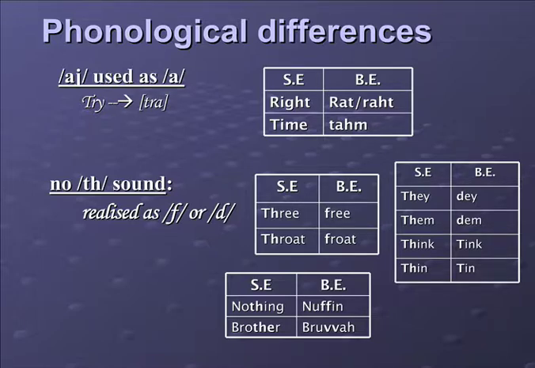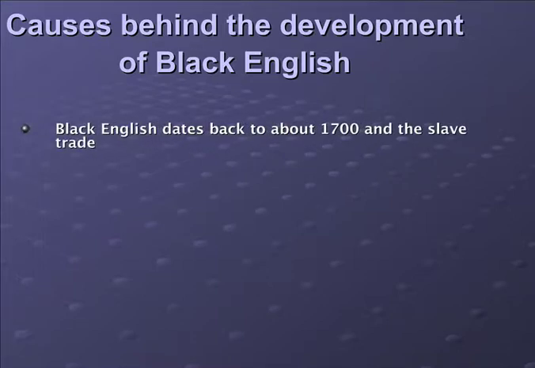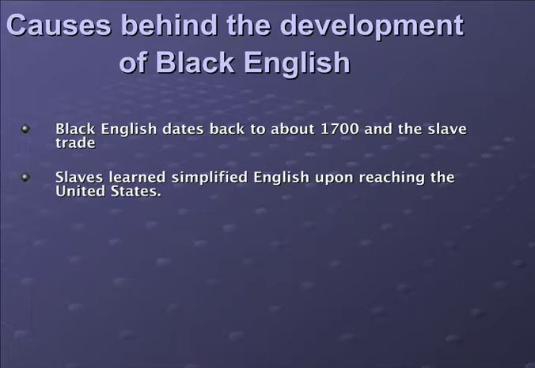How has Black English come about to be so different compared to Standard English? What are the causes behind the development of Black English? Something for you to keep in mind is that wherever there are social differences, there are linguistic differences. Linguistic differences come about because of social differences. And Black English dates back to about the 1700s and the obnoxious slave trade.